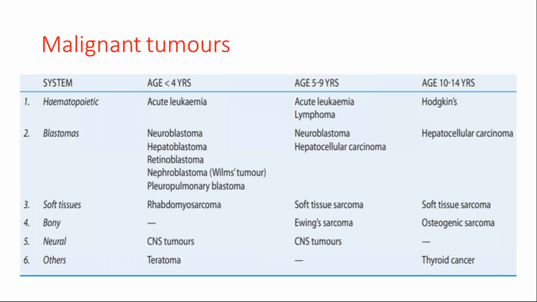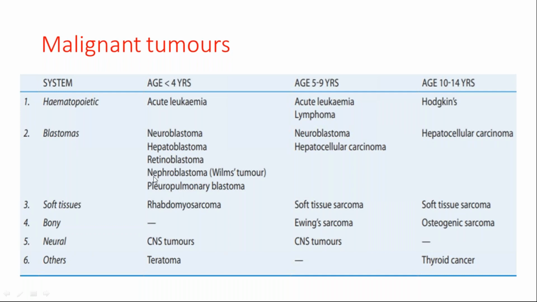So coming to malignant tumors. According to age groups, it is divided into less than 4 years, 5 to 9 years, and age 10 to 14 years. Normally from the age group of 2 to 14 years we call them child, up to 4 to 5 years early childhood, and up to 14 years late childhood. So coming to less than 4 years of age, the most common hematopoietic malignancy is acute leukemia. We encounter most commonly ALL. ALL we see in early childhood, that is less than 4 years.